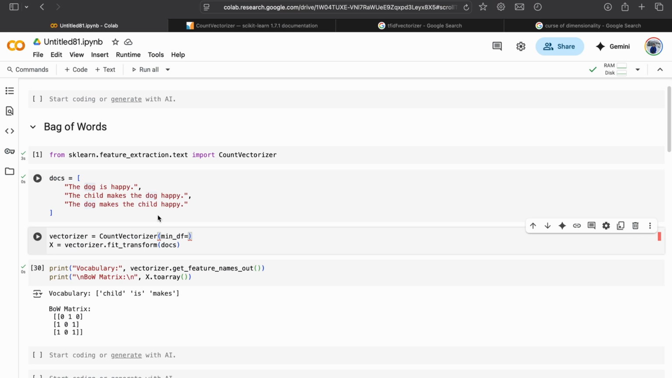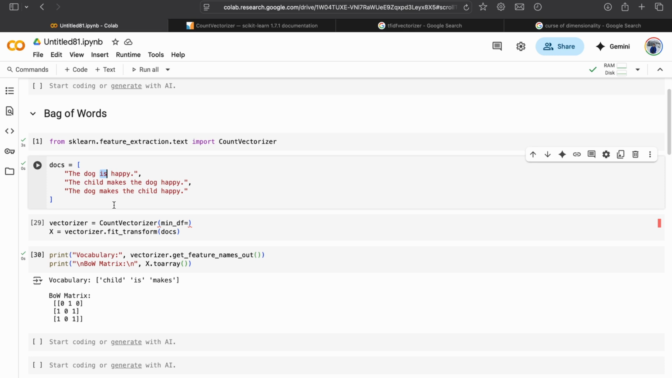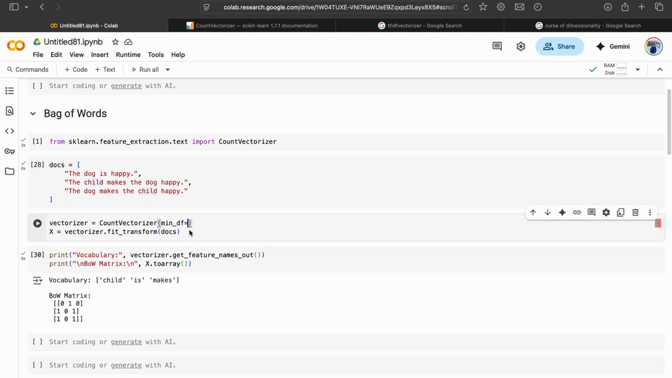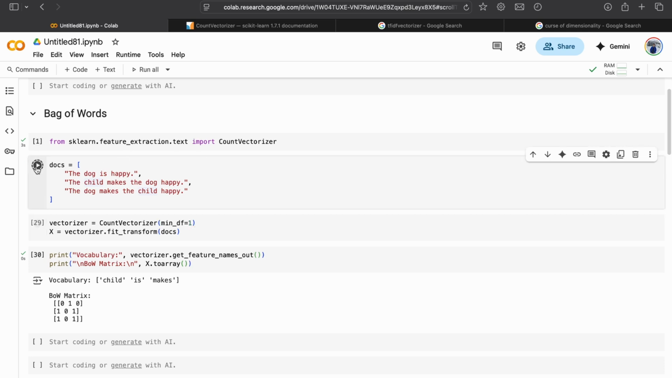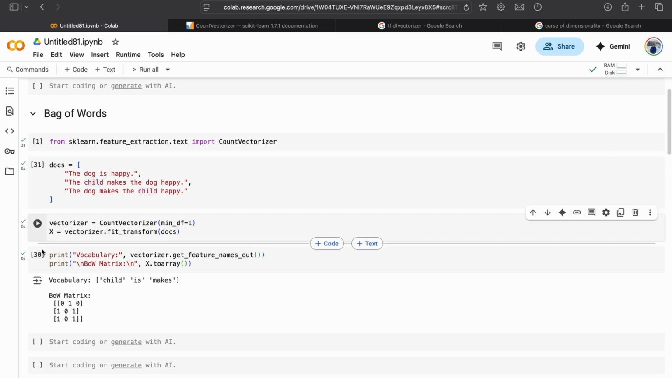So let's see if we have any unique words. As you can see, in this corpus, "is" is occurring only once. It's only occurring in one document. Only in the first document we have "is". In other documents we don't have "is". So if you mention that min df is 1, then "is" will be ignored from the vocabulary.